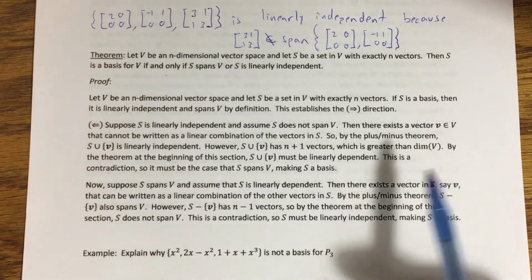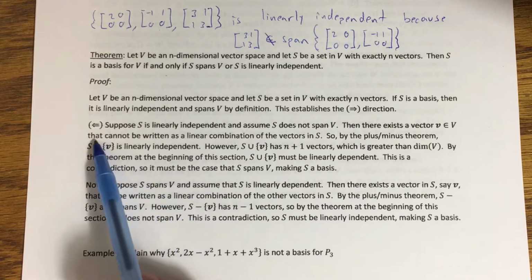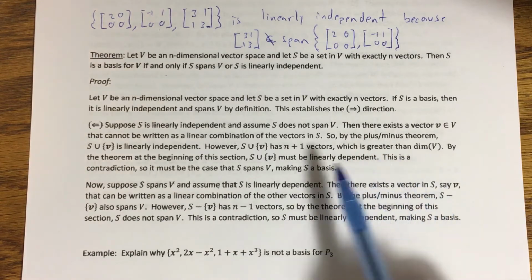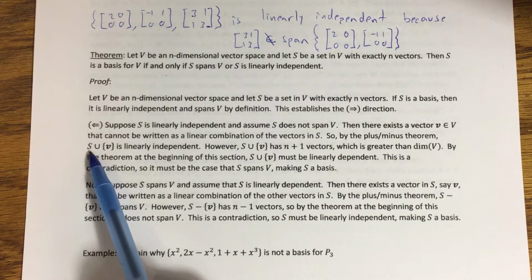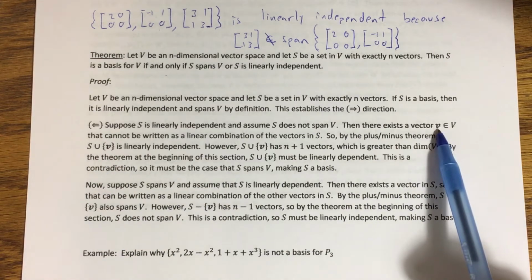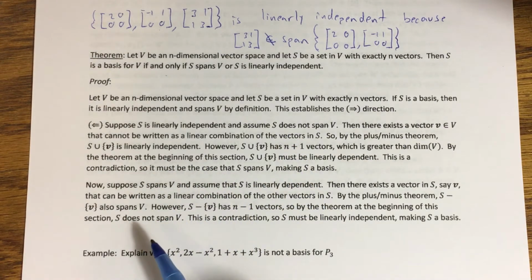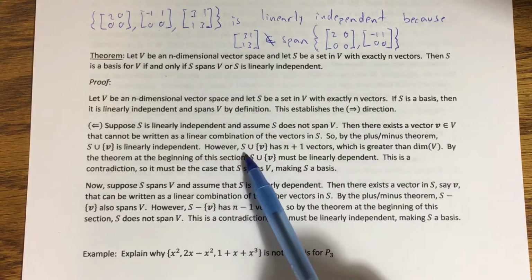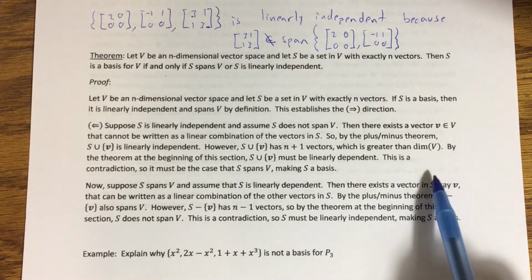Okay. So we're going to do this using a proof by contradiction. We're going to assume that it can't be written as a linear combination of those vectors in S. So if that were the case, then we could use the plus-minus theorem here, and we could say that S union V, so the set that we get from taking this V and tossing it into this set S, would also be linearly independent. But there's a problem with that, because S, we know, has n vectors. So this new set that we got by throwing V in there will have n plus 1 vectors. That's bigger than the dimension of V.